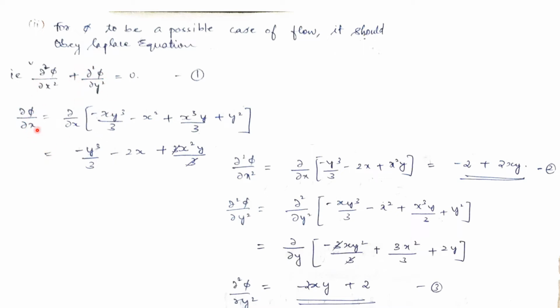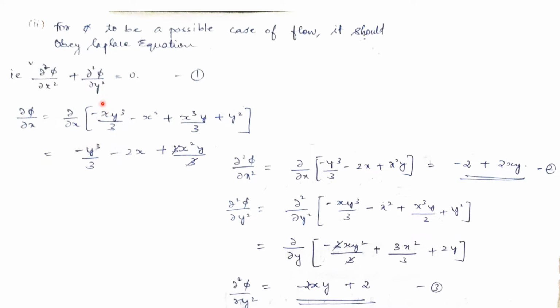So how do we solve it? First you write dou phi by dou x is equal to dou by dou x of, write the term of phi, minus x y cube by 3 minus x square plus x cube y by 3 plus y square. This is the value of your phi. We are differentiating it with respect to x. So how will you differentiate x with respect to x? It is 1.